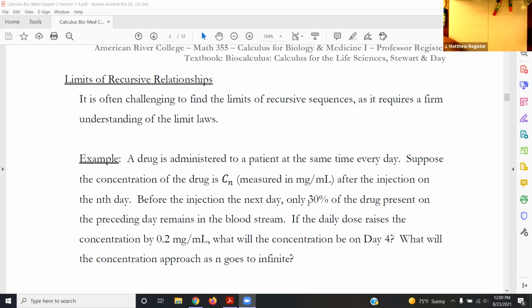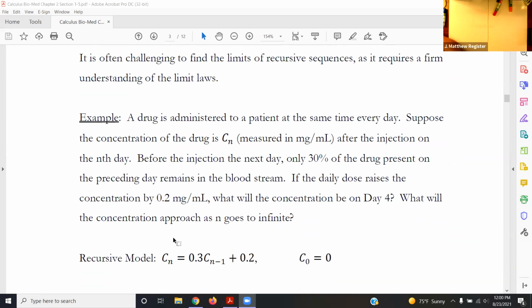And so looking at this, since we're saying that only 30% of the drug present the preceding day remains, this tells us that we're going to be multiplying by 0.3. If the daily dose raises the concentration by 0.2 milligrams per milliliter, that means each day we're going to be adding a 0.2. And so we get this model out of it. C sub n is equal to 0.3 C sub n minus 1 plus 0.2. And C naught is equal to 0 because you start with none of the drug in your system. We could have written this as C sub n plus 1 and made this a C sub n. That would work just the same.